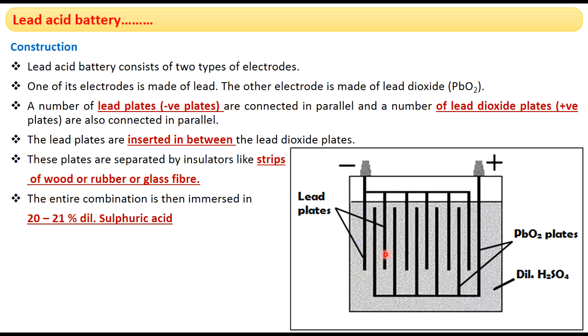The lead plates and the lead dioxide plates are separated by small strips of wood, or we can use rubber for separation. In some cases we can also use glass fiber for the separation. The entire combination of positive plates and negative plates along with the separators is inserted into 20 to 21% dilute sulfuric acid. So this is the positive terminal, this is the negative terminal, and this is the electrolyte, 20 to 21% dilute sulfuric acid. This is about the construction of lead acid battery.